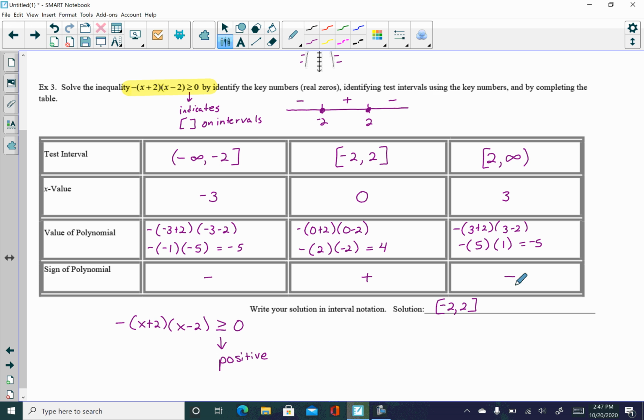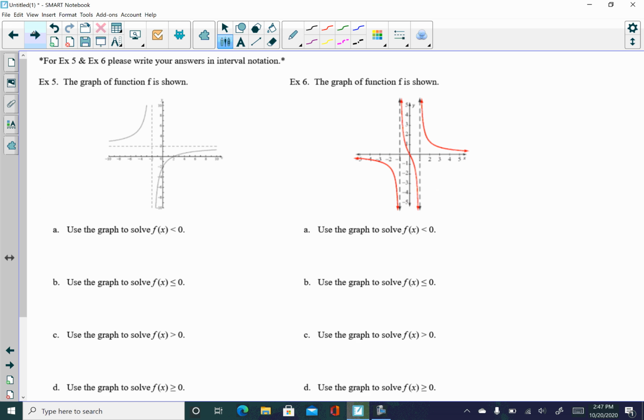Let's see what I was doing there. And then let's move over to examples 5 and 6. In examples 5 and 6, these are rational functions that we're going to look at in terms of where our function is less than or greater than 0, less than or equal to, greater than or equal to 0. Okay, let's do example 5 here together.